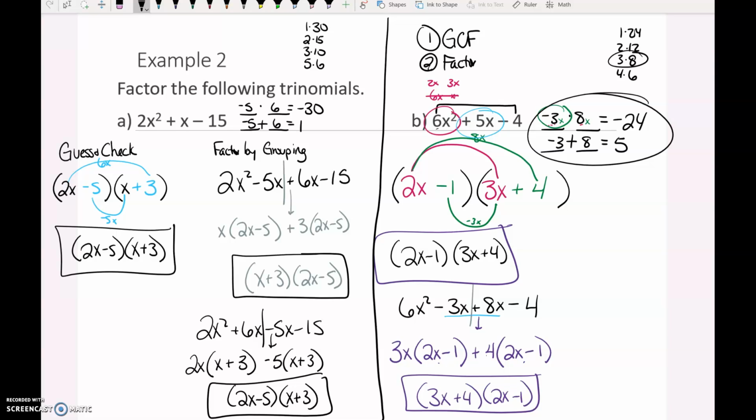So there's factor by grouping 2 ways, and over here is guess and check. I kind of like that guess and check was a whole heck of a lot less work. I feel like I can be lazier and get guess and check to work. Factor by grouping requires me to write a whole bunch of stuff down.